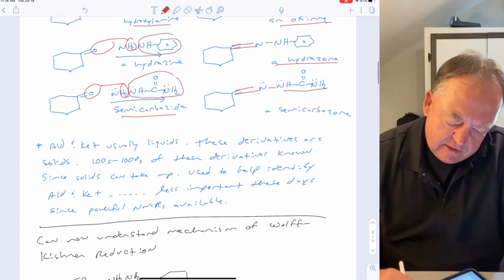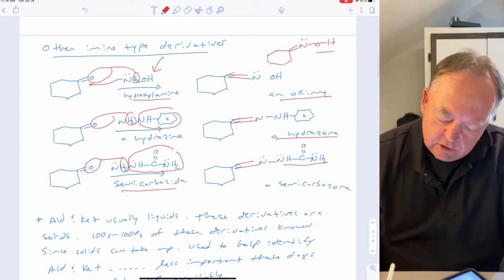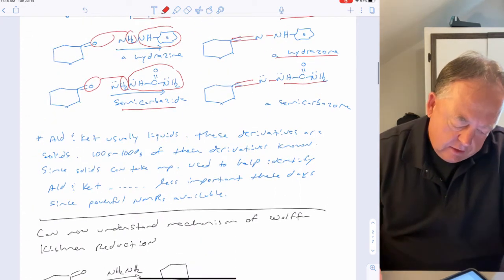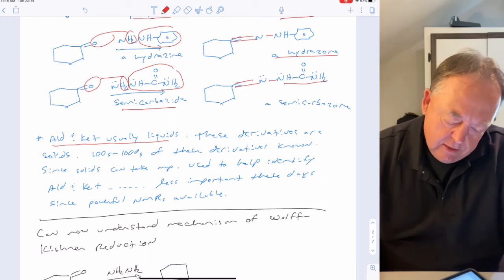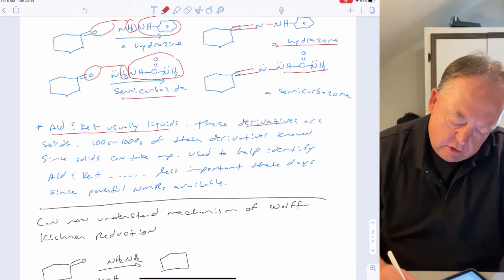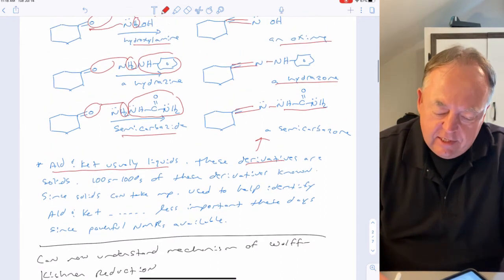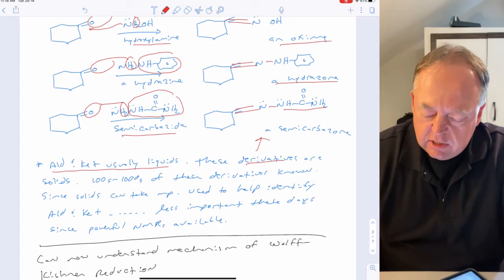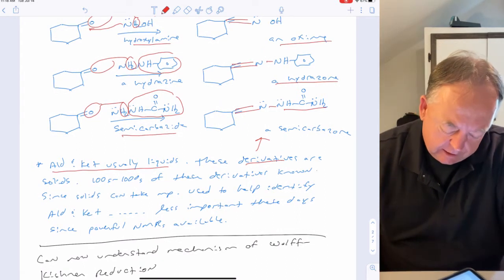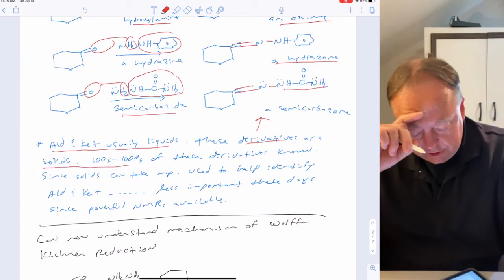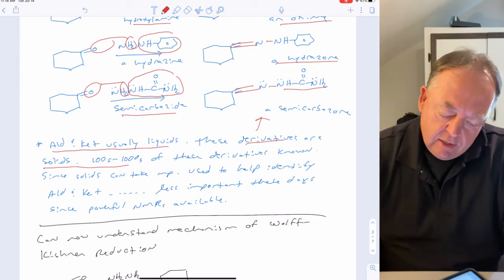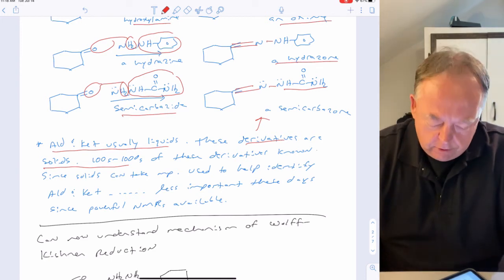Okay, so the significance of these, the oximes, hydrazones, and semicarbazones. Well, one significance is that aldehydes and ketones are usually liquids, whereas these derivatives are called derivatives of aldehydes and ketones. The oxime, the hydrazone, and semicarbazone are typically solids. And solids are easier to work with than gases and liquids.